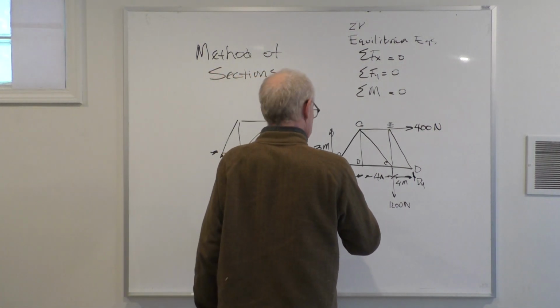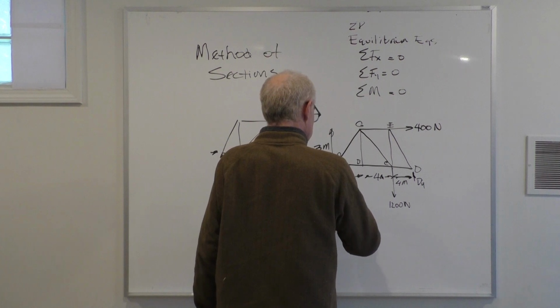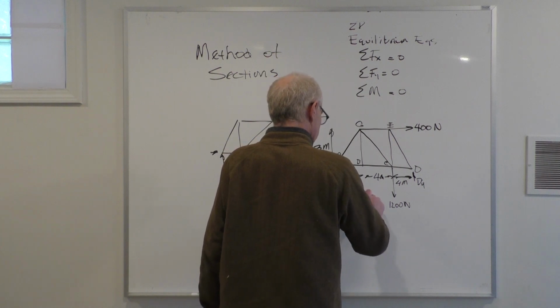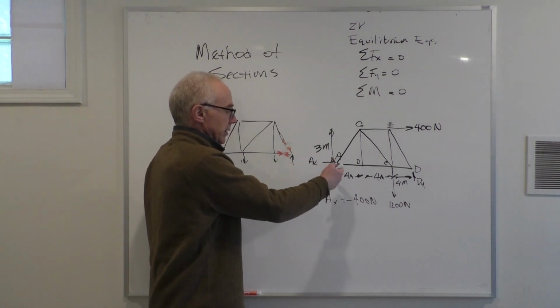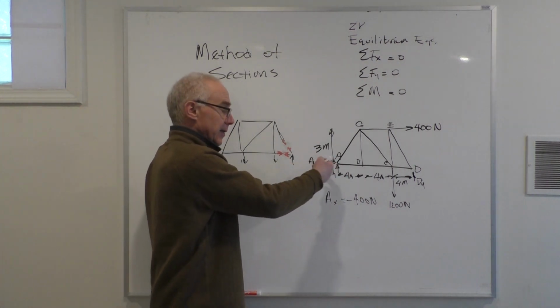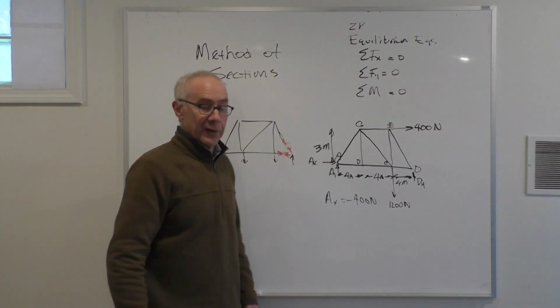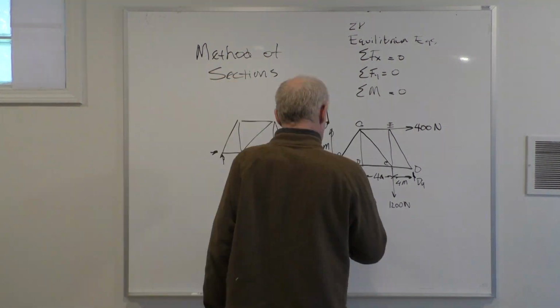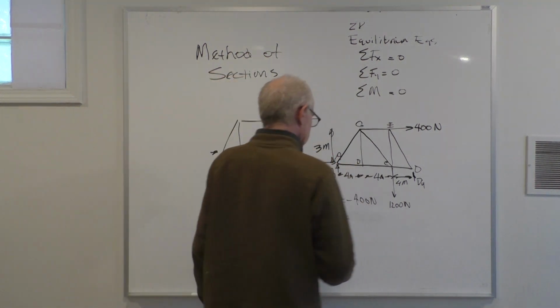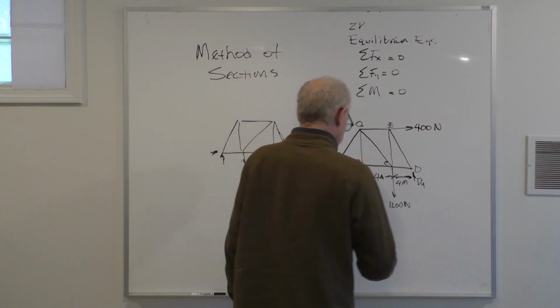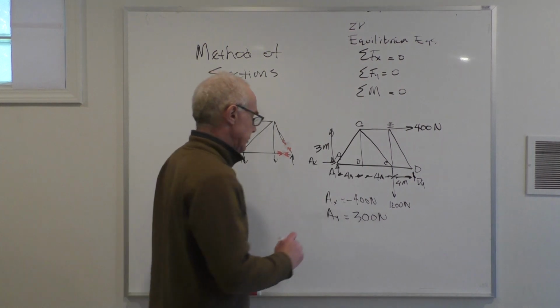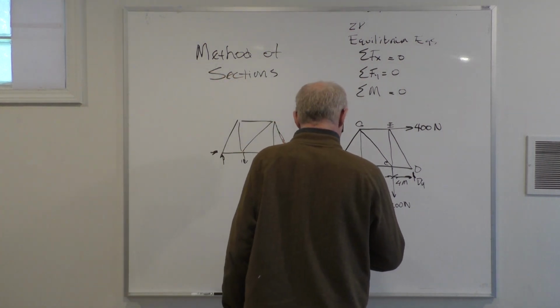We have AX equal to negative 400 newtons. So what does that mean when it's negative? It means that, though I drew it this way, the actual force was going opposite of what I presupposed it to be. Let's go with AY first, equals 300 newtons upward, and then DY is actually going to be 900 newtons.